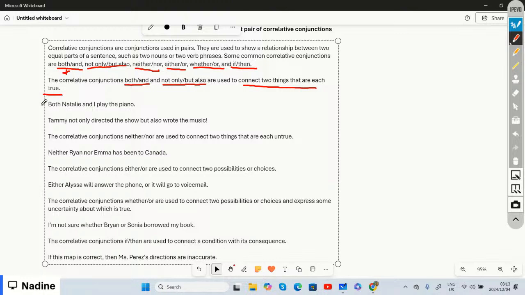For example, both Natalie and I play the piano. It basically shows that both of them play the piano, and it is true. And if you look at the next one, it says Tammy not only directed the show, but also wrote the music, meaning that she did both.